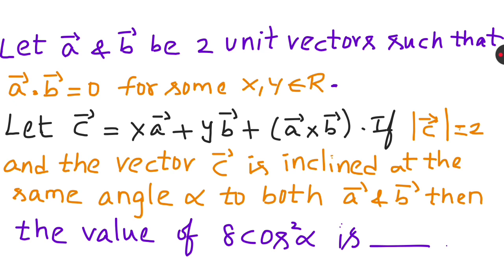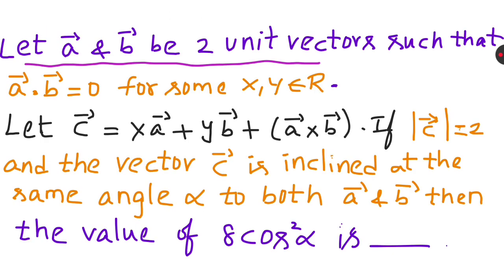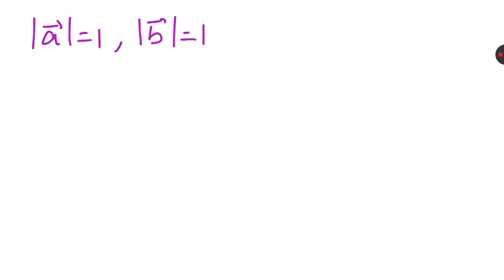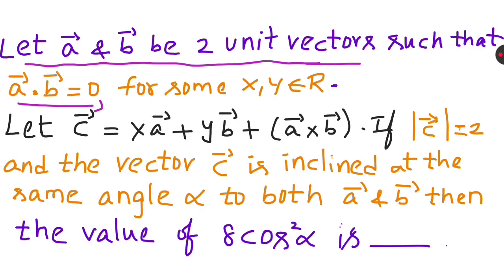They said A and B are unit vectors. That means the magnitude is going to be 1. So the magnitude of A is 1, and the magnitude of B is also 1. And A bar dot B bar equals 0. When the dot product is 0, A and B are perpendicular. That means these are orthogonal, so this angle is 90 degrees. So up to here we did.